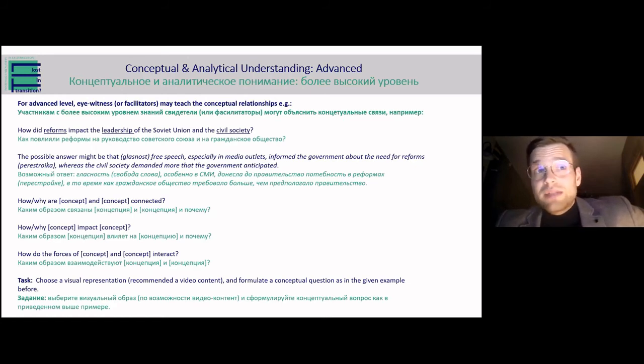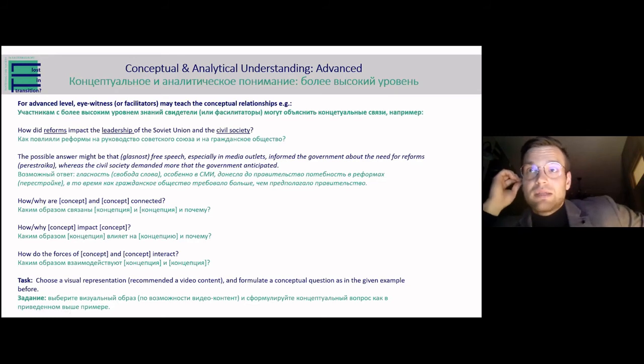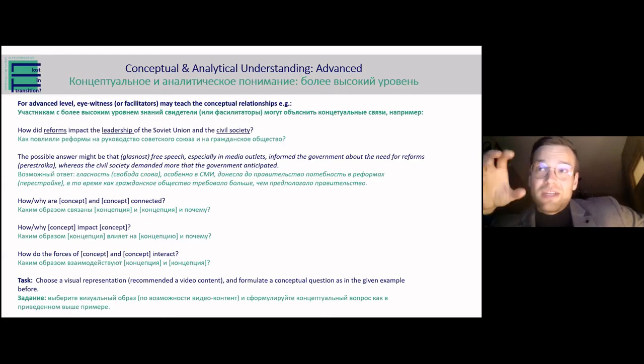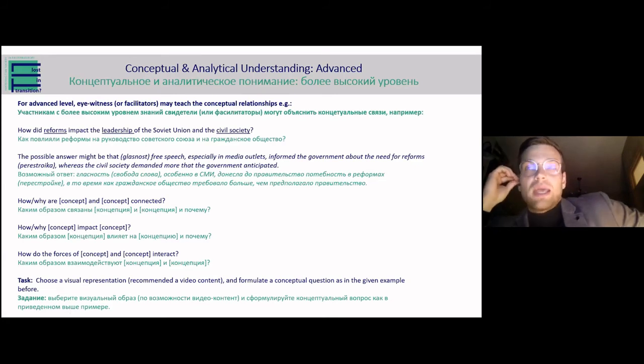Here, the possible answer might be that glasnost, free speech, especially in media outlets, informed the government about the need for reforms, perestroika, whereas the civil society demanded more than the government anticipated, right? So that is already a difficult one, but learning concepts, you can push from isolated ones that we just did towards conceptual relationships. And we'll have some practice right now.